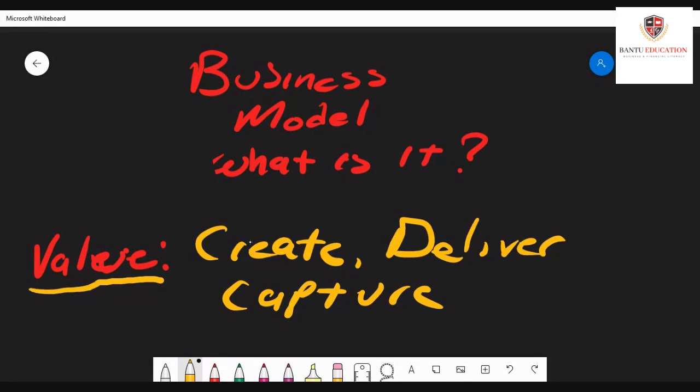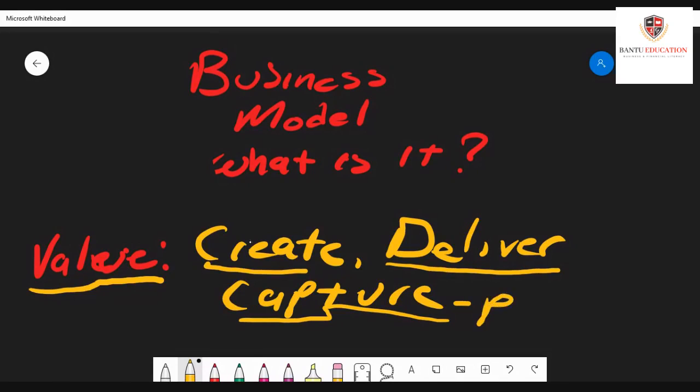What's the value that they're getting? So you are creating the value, and then after you create it, you have to find a way to deliver that value, and then lastly, you have to find a way to capture it. So as I said, capturing it is usually the payment part.